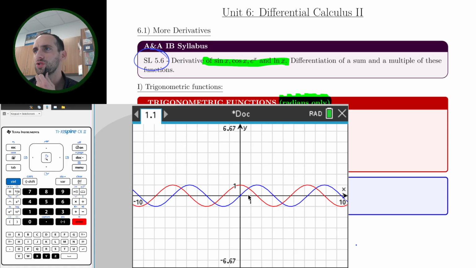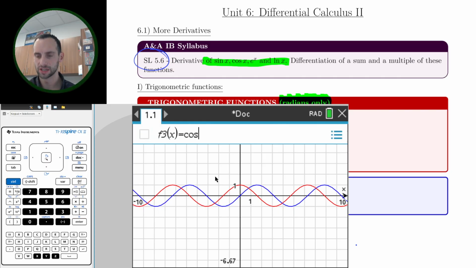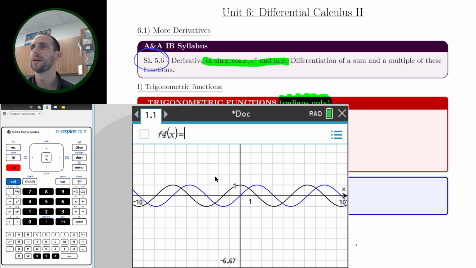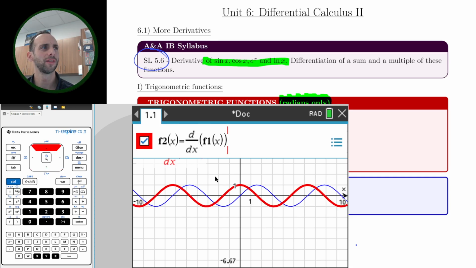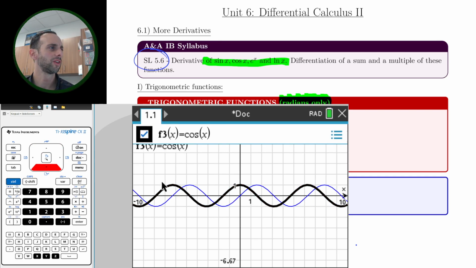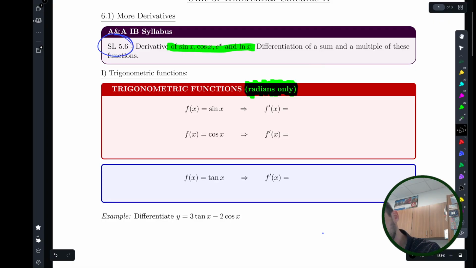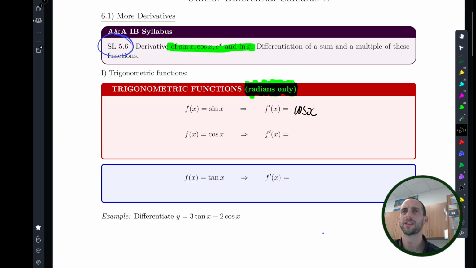And at this point, you should be trying to guess what this red function here could be. And if you make a prediction of cosine x, we can graph that as well. And we can see that those two functions exactly line up. Okay, so our cosine x function and our derivative of sin x, the red and the black, line up. So when we return to our notes, we can write down that our derivative of sin x, given in the formula booklet, hence the red box, is going to be cosine x for us right here.